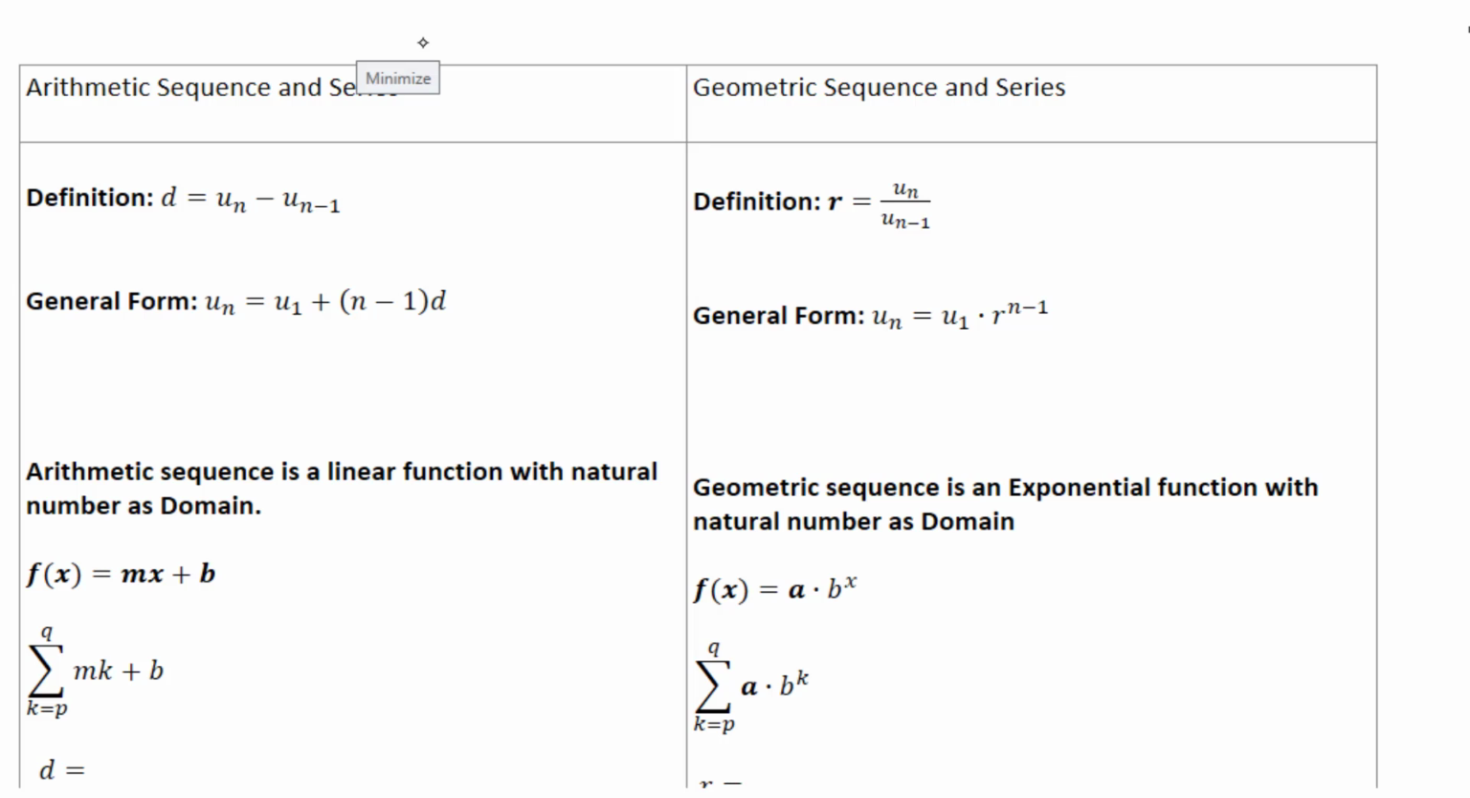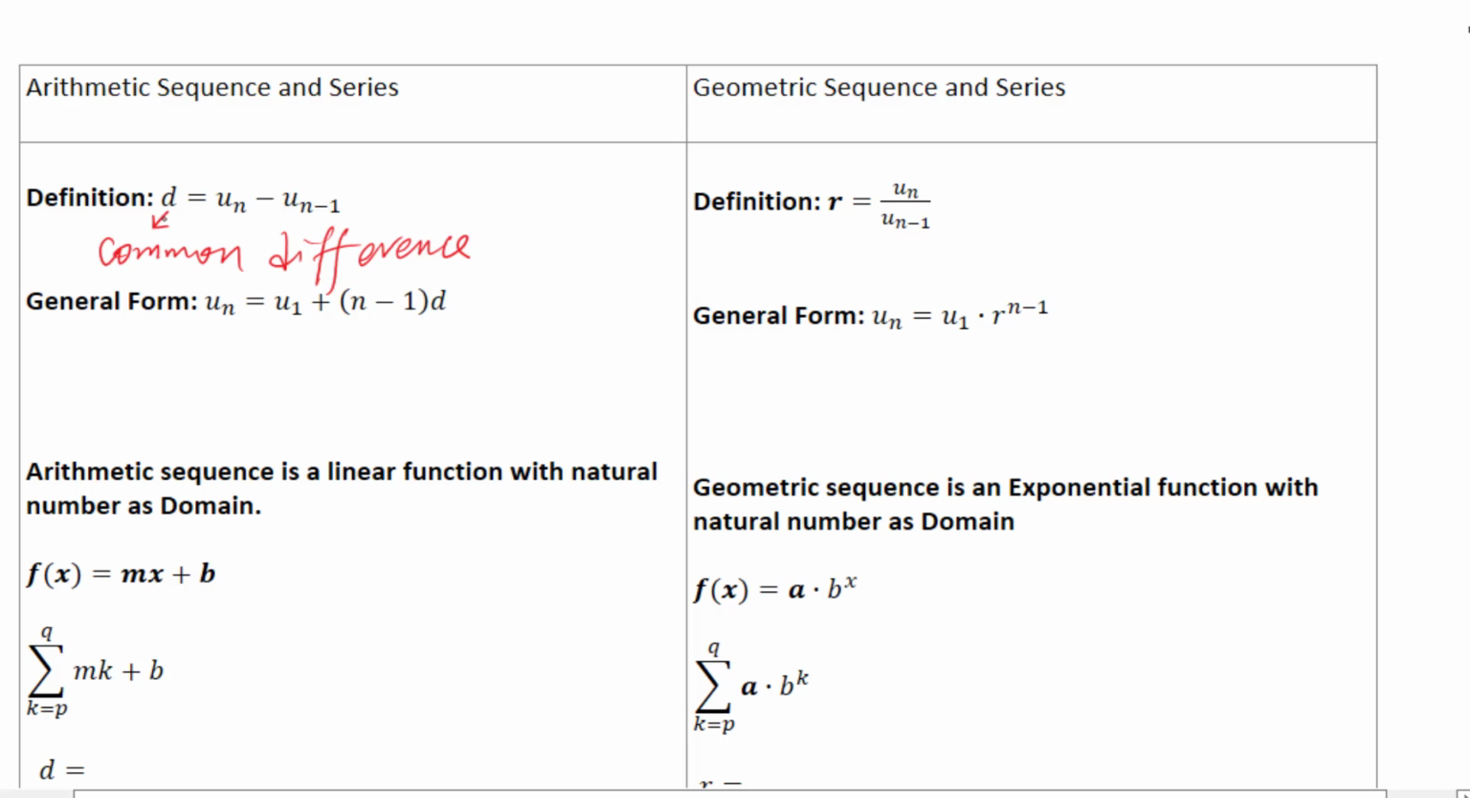This video is about a comparison of the arithmetic sequence and the geometric sequence. For an arithmetic sequence, the definition is that the difference of any term and its previous term is a constant. Then the sequence is called an arithmetic sequence. This d is the common difference. When you prove whether a sequence is an arithmetic sequence, you have to use this formula to prove.